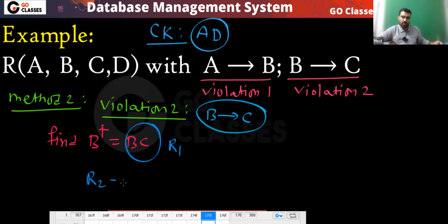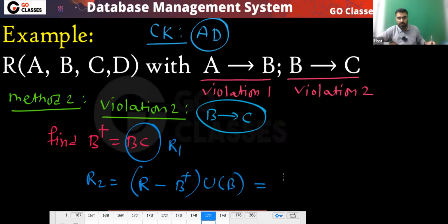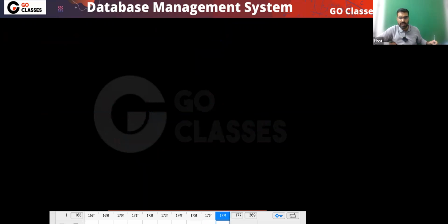Okay, and what will your R2 become? R2 will be basically from R you remove this B plus, but you keep this B. So finally I can say your R2 will be ABD. This is what your R2 will be. Now you have to check ABD.